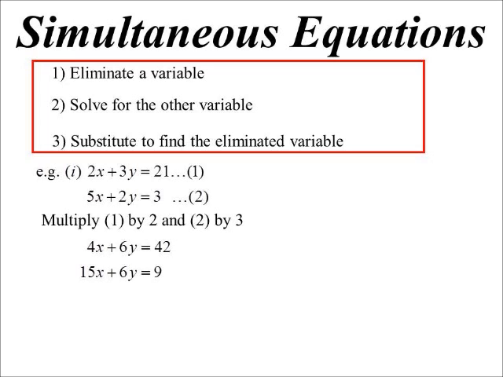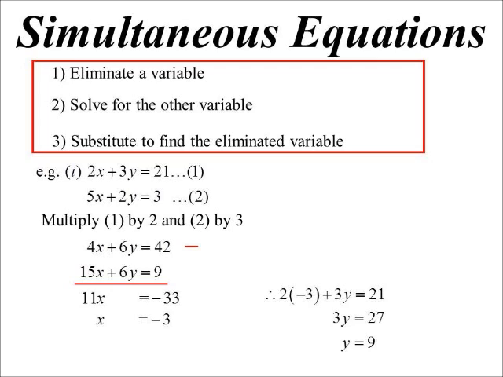Can do a subtraction then, and the y's will eliminate or disappear. Notice I've actually subtracted the top from the bottom, not the other way around, because I just prefer positives. So I've ended up with 11x equals negative 33. x is negative 3. And I can substitute back into any of the four equations. It doesn't matter which one. And it works out to be y is 9.